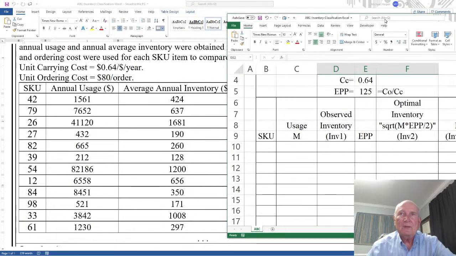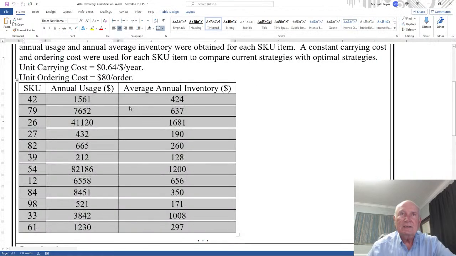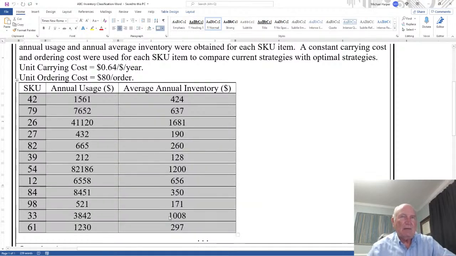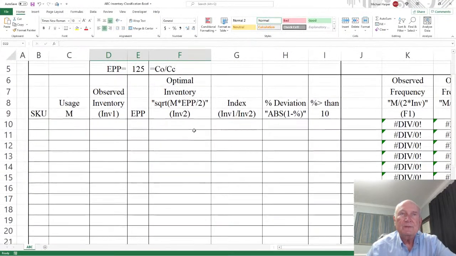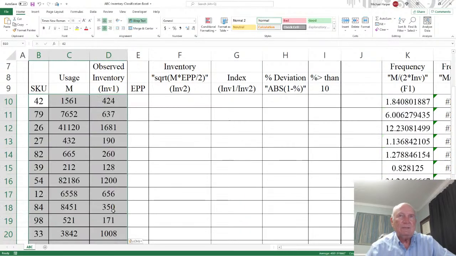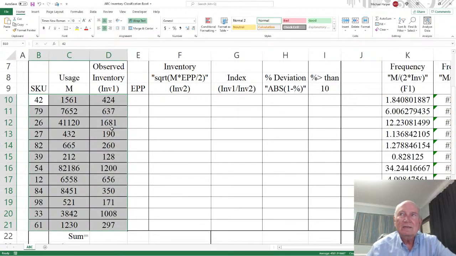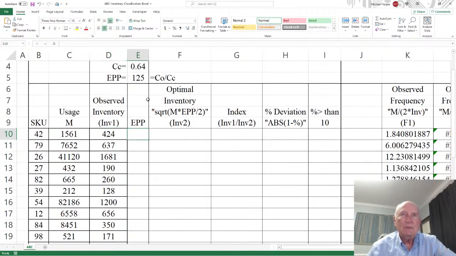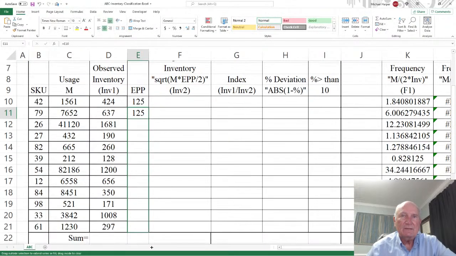First of all, let's minimize this. Let's take the SKUs, annual usage, annual inventory, Control C, copy. And let's bring back our Excel and put these in right here. Control V, paste, and there they are. Let's bring this back down to 10. That's all we really need. Now EPP we know is 125. We could just copy that all the way down. We're going to be using that.